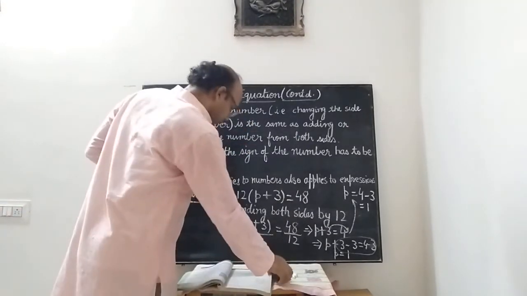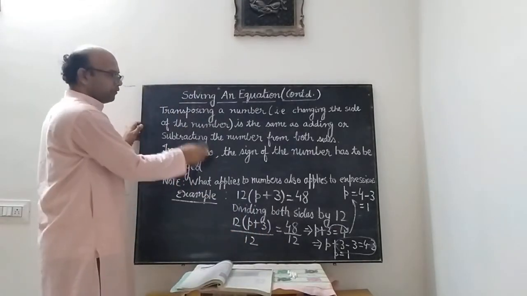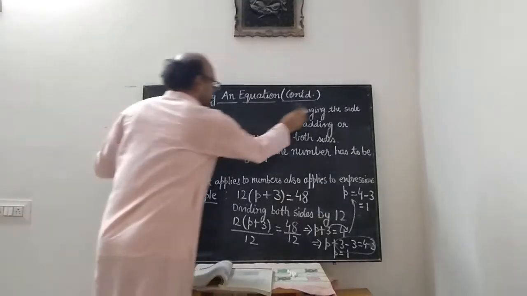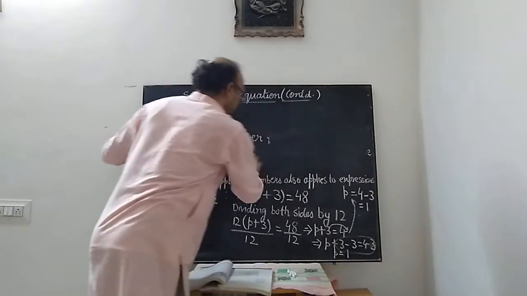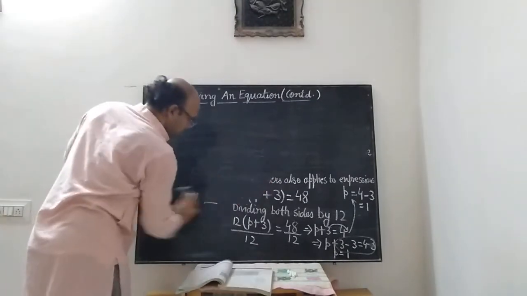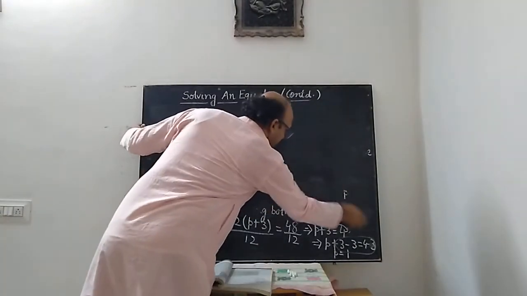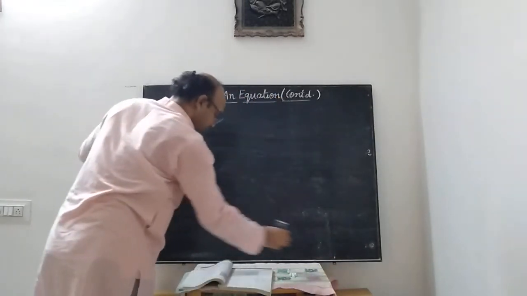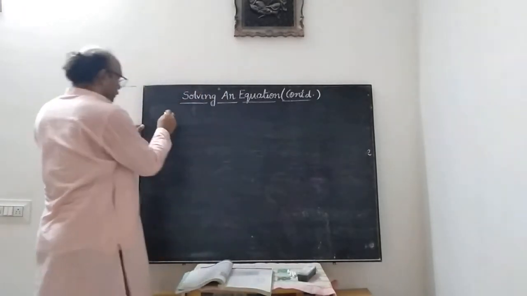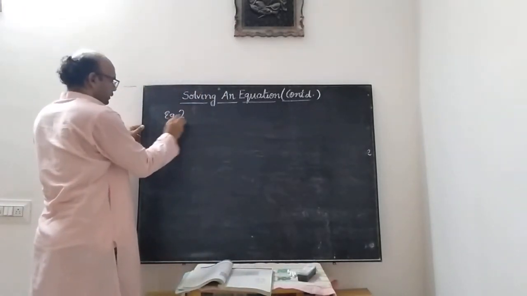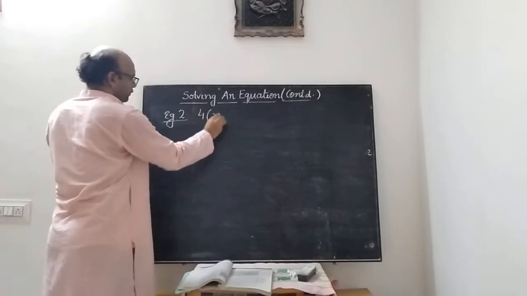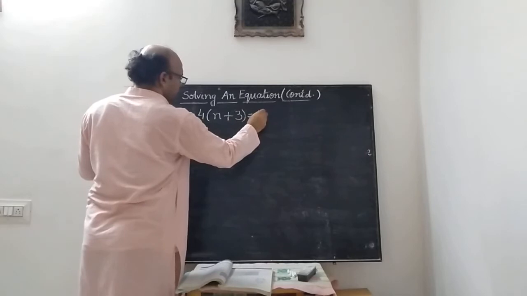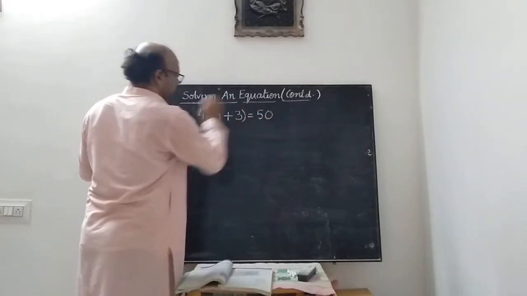Now we just take another example. I hope all of you have understood the concept of transposing. Now we move on to another example. This is 4 times of n plus 3 is equal to, say, 50 or something like this.